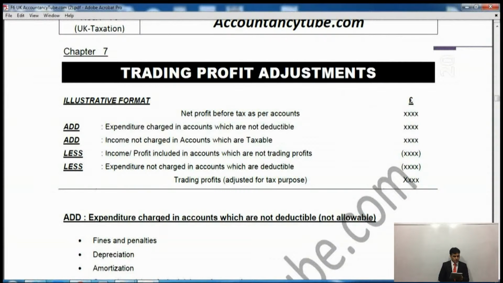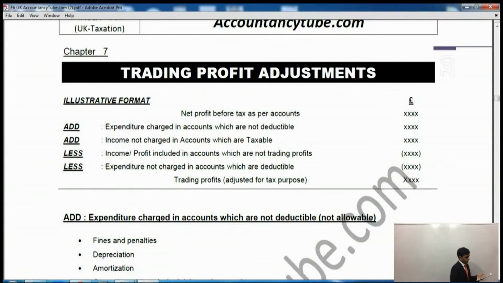Then you will deduct something out of it: the incomes on which you do not have to pay any tax. So you will deduct those incomes. Income included in accounts which is not trading profit will be deducted. Then you will also deduct the expenses which are deductible but were not charged in the accounts. So there will be 4 adjustments. Now we will look at each of them in turn.